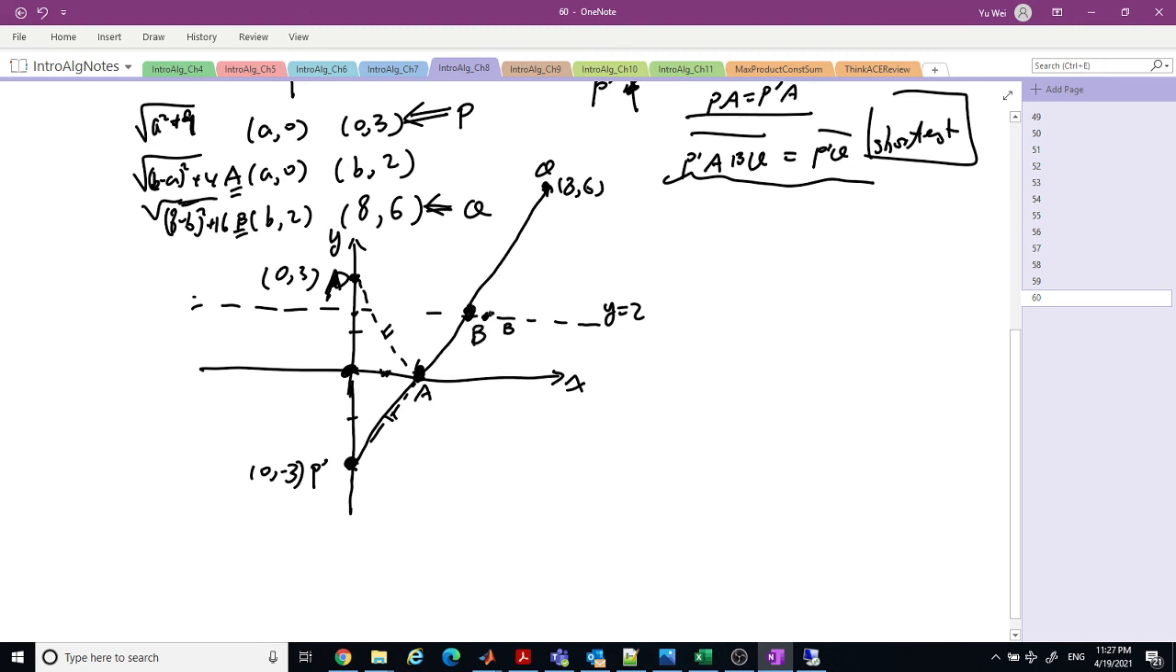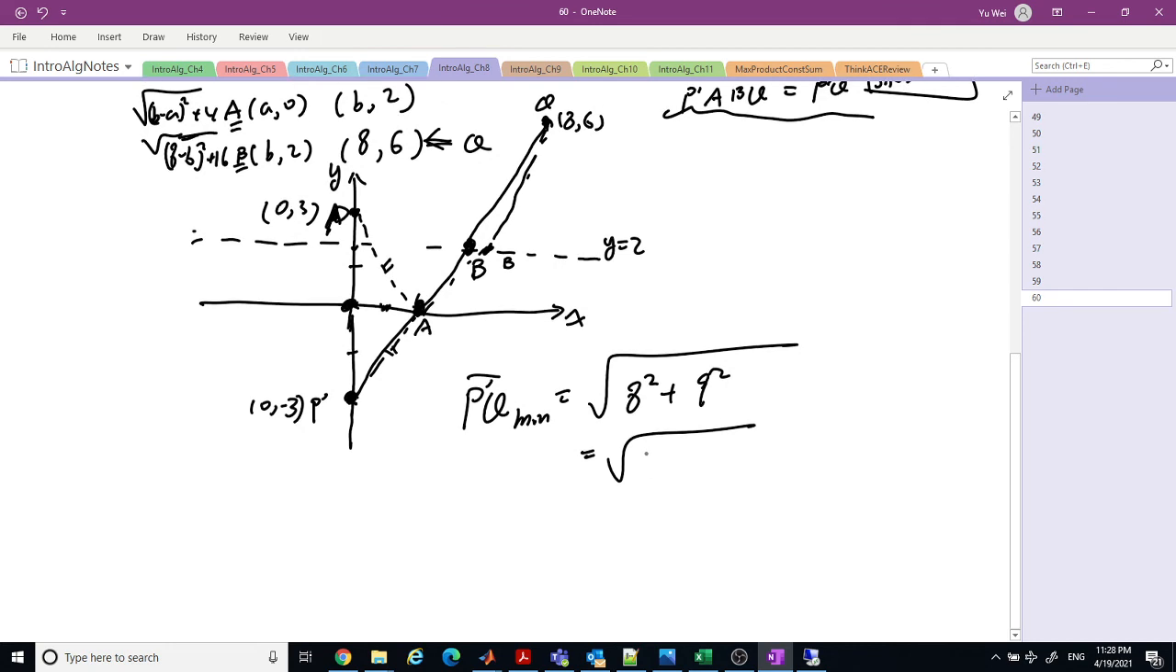So if you pick any B prime and connect it here, the two sides are more than the third side, right? So now let's see the minimum of the total distance. P prime Q is the minimum distance, which equals the square root of 8 squared plus 9 squared, which is 64 plus 81, equal to 145, so the square root of 145.